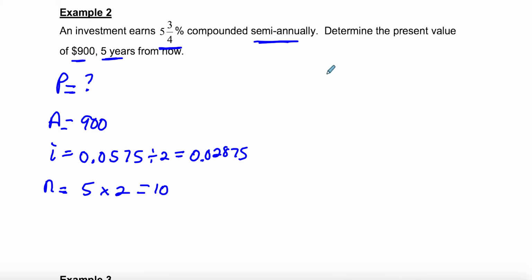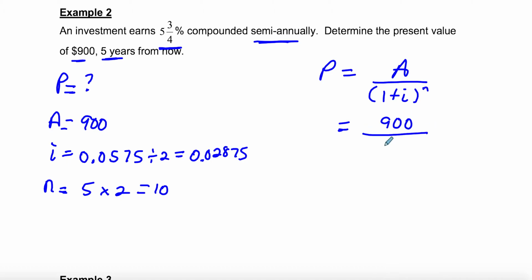So just our slightly different looking formula, the principal is equal to the final amount divided by 1 plus i to the exponent n. So our final amount is $900, not that exciting. How much did we need to invest now to get that in 5 years? So 1 plus our interest rate, 0.02875 to the exponent 10.